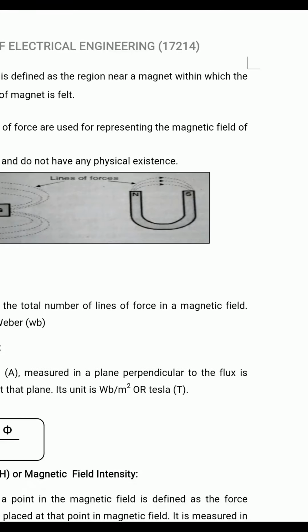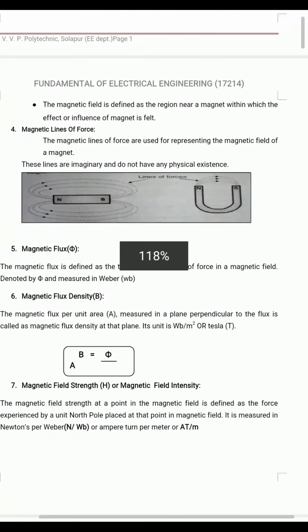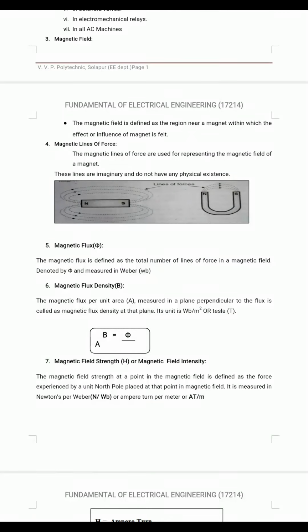Yes, so these fluxes are totally imaginary. They do not have any physical existence, but they are there. They should be there, then and only then is a magnetic field created. So what is meant by magnetic flux then? The magnetic flux is defined as the total number of lines of force in a magnetic field.